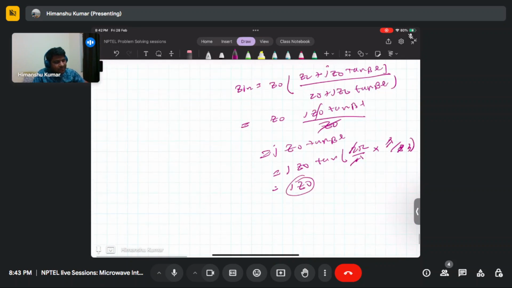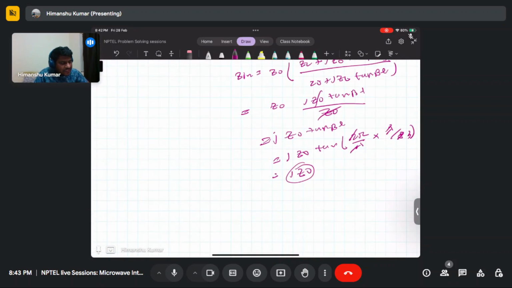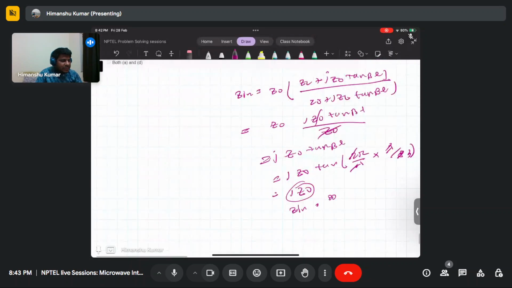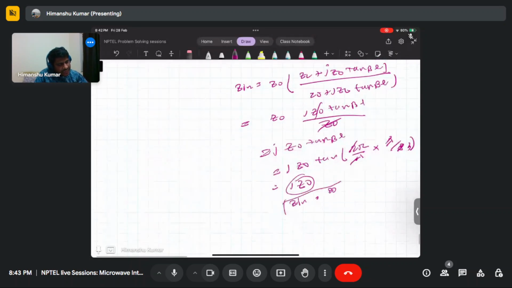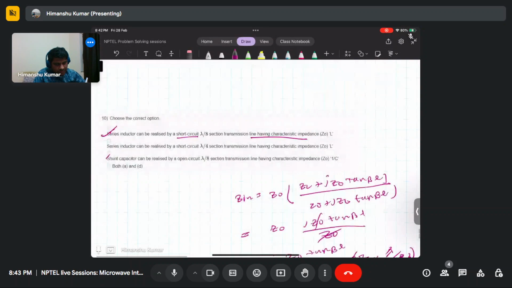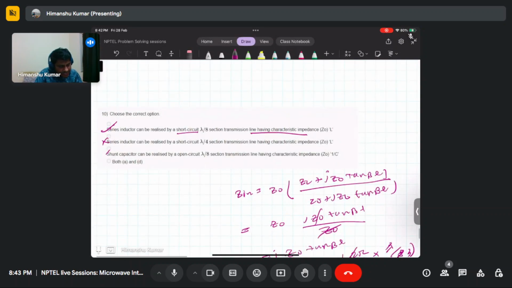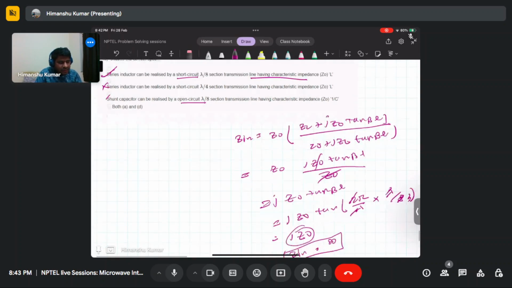If you use lambda by 4, then Z in will become infinite, because tan of pi by 2 is infinite. So this is not an inductor, it will behave like an open circuit. So this is correct: shunt capacitor can be realized by an open circuited lambda by 8 transmission line.